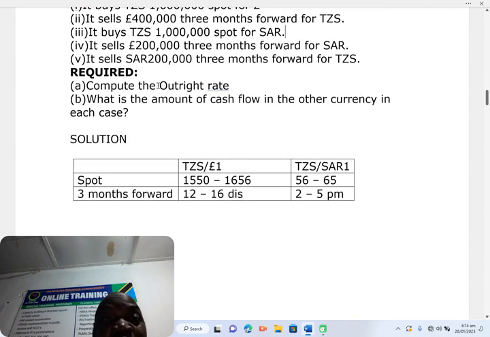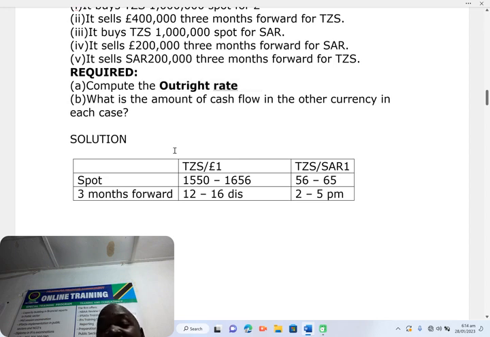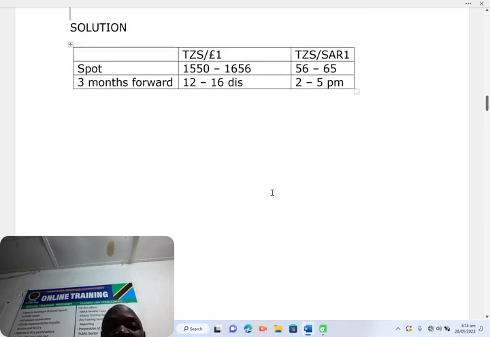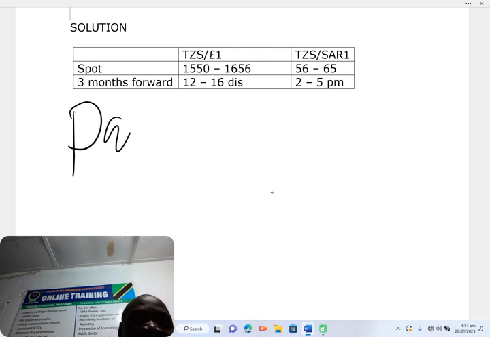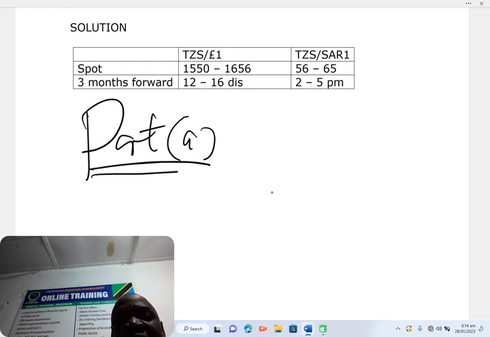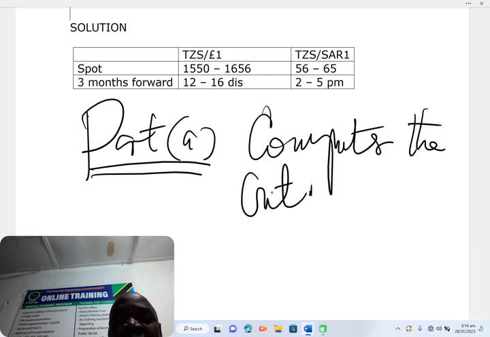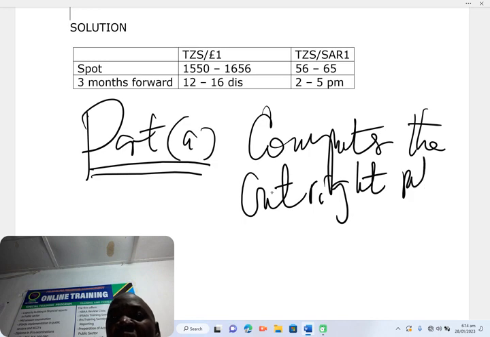As you can see, he said compute the what? Out rate. Do you see there? So it asks us to compute the what? The out rate. So compute the out rate. Work number part A. Part A, compute the out rate. Part A, the examiner is assessing us to compute the out rate. These are the rates which are notably known by all customers.